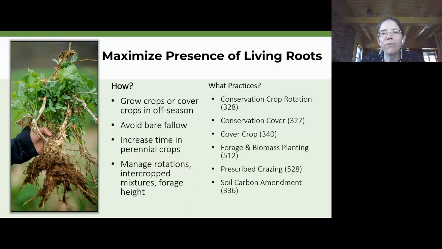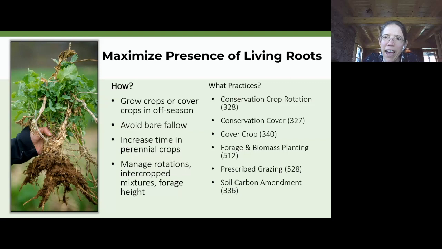And again, what practices, grouped by NRCS practices with their code: conservation crop rotation, conservation cover crop, forage and biomass planting, prescribed grazing, and soil carbon amendment. We haven't talked a lot about that, but right now American Farmland Trust is doing a lot of work with biochar, which is one of the soil carbon amendments, because there are huge opportunities to integrate some very stable organic matter, stable for hundreds to thousands of years, in soils by adding biochar, which is low oxygen charred organic matter that gets added to the soil.